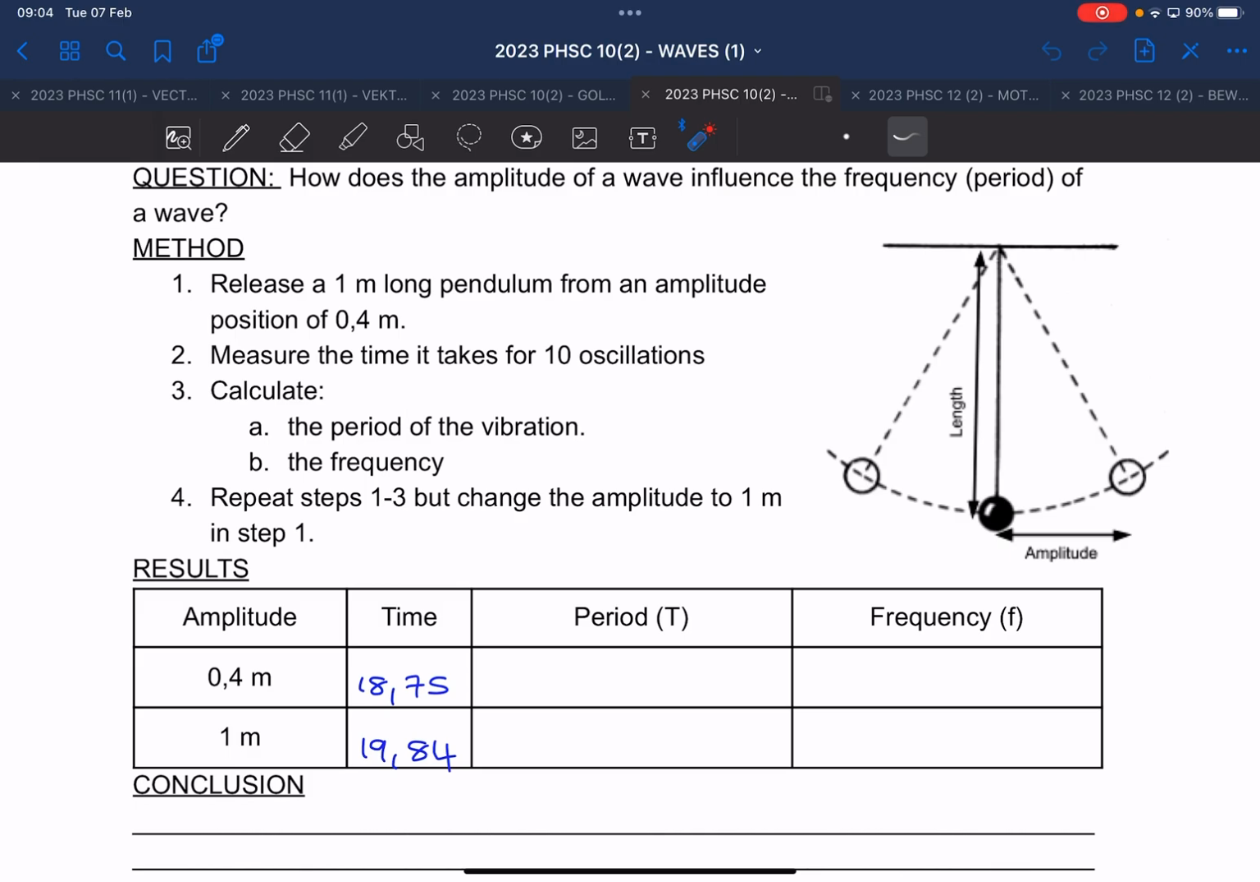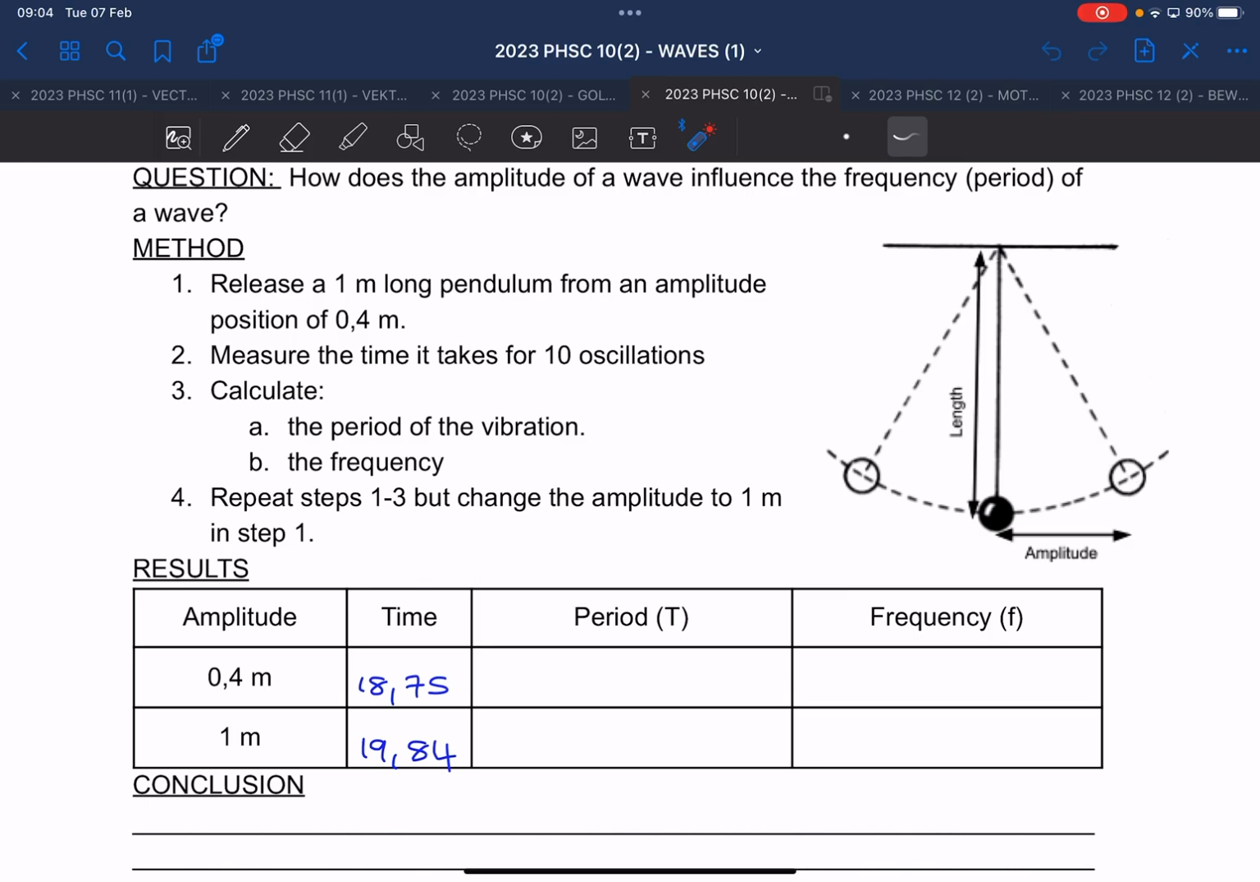Hope, can you please tell me what is amplitude again? The definition for amplitude. No disturbance, displacement. No disturbance. Okay? Alright.